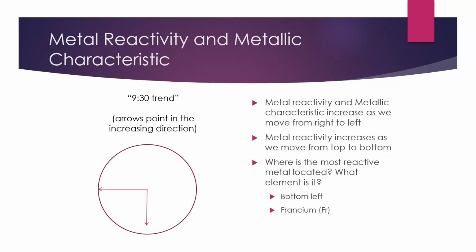However, atomic radius does have a friend trend as well, and that friend is metal reactivity, or metallic characteristics. It is also a 9:30 trend, where metal reactivity increases as we move from the right to the left, and it increases as we move from top to the bottom, once again looking like the hands of 9:30 on the clock. Just like with atomic radius, our most reactive metal is going to be francium down in that bottom left corner. Keep in mind, this makes a lot of sense because our non-metals live on the right side of the periodic table, so they don't even factor into metal reactivity because they're not metals.